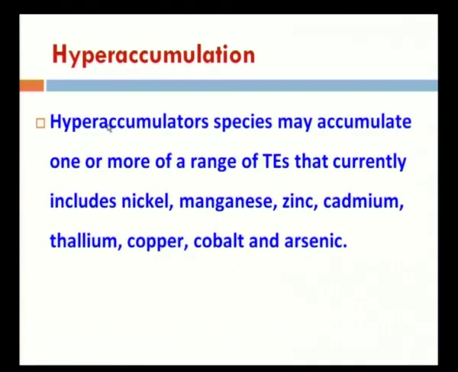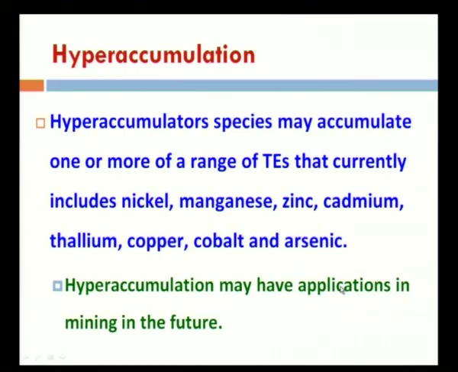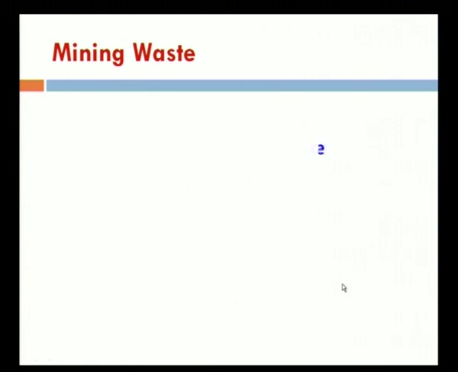Hyperaccumulator species may accumulate one or more of a range of trace elements that currently includes nickel, manganese, zinc, cadmium, thallium, copper, cobalt and arsenic. And so, from plants they are transferred into the animals, and ultimately they reach human beings also. And hyperaccumulation may have applications in mining in the future also.